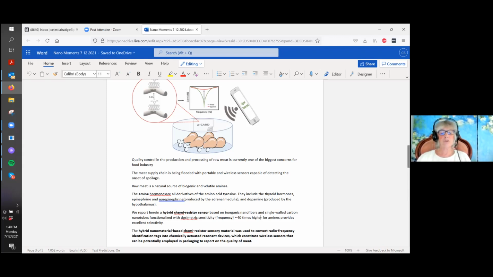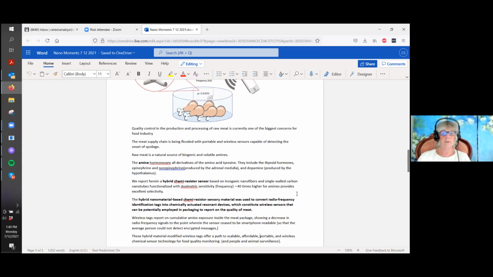So raw meat is a natural source of biogenic and volatile amines, and the amine hormones, sorry about the typo there, are all derivatives of the amino acid tyrosine. They include thyroid hormones, so your epinephrine and norepinephrine, so that's your adrenal glands, and your dopamine, which is produced in the hypothalamus, which is responsible for your memory. So the epinephrine is your fight or flight, and thyroid is like energy and weight and all sorts of different things. So let me get down here a little bit.